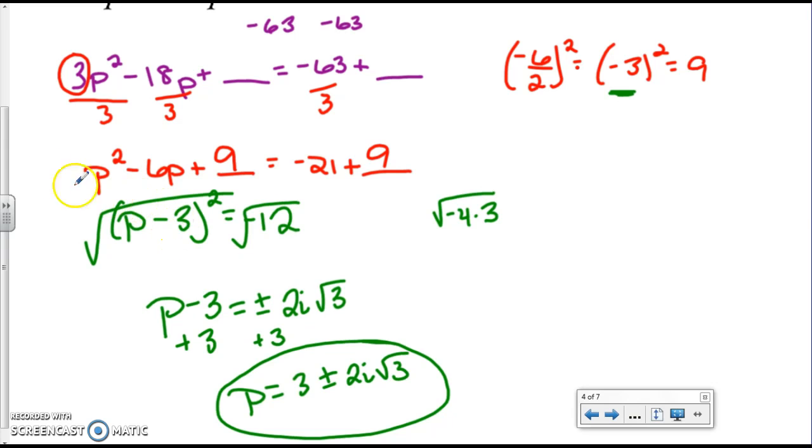Okay, the only thing that changes is after I move those constants over, I have to divide, and then I can complete the square.